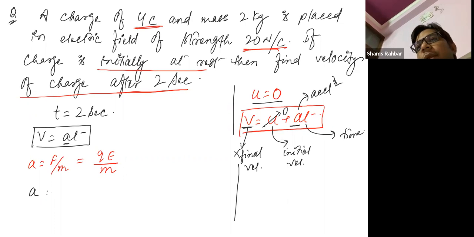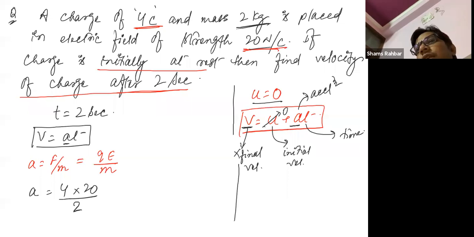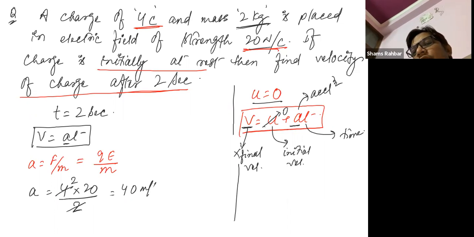So acceleration will be written as charge, whose value is 4 and is already in SI unit. The value of the electric field is 20, which is also in SI unit. Mass is also in its SI unit, already given in kilogram, so I don't need to change it into kg. So what will we get? The acceleration is equal to, 2 cancels out, 40 meter per second square.